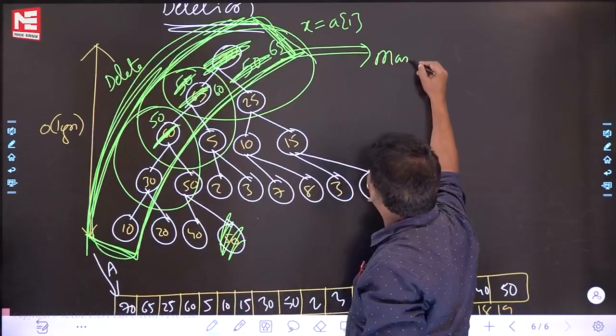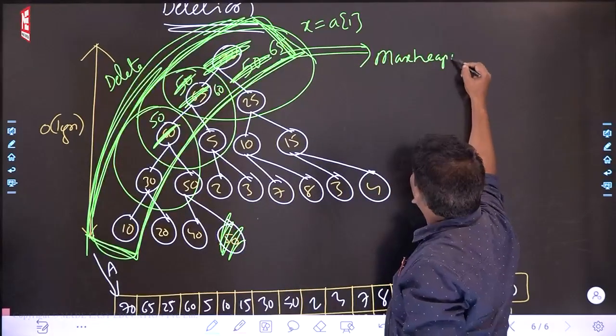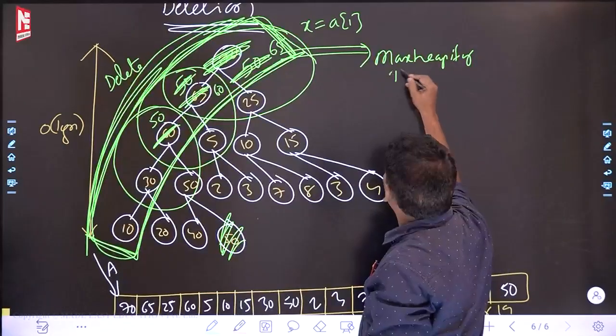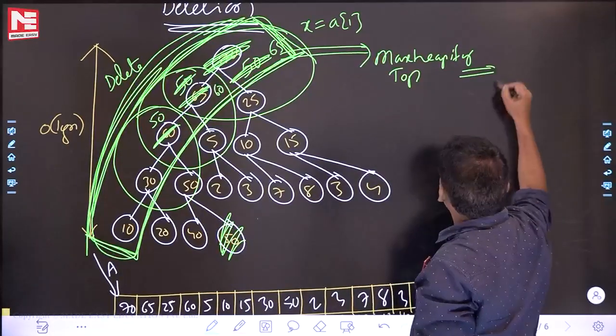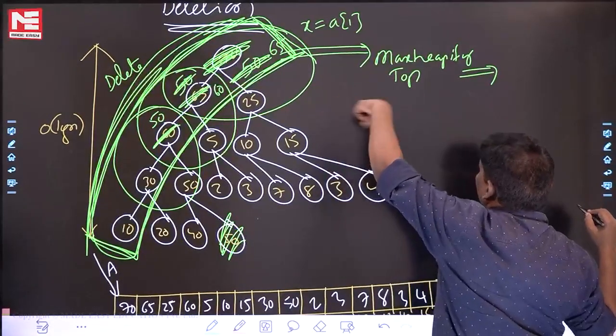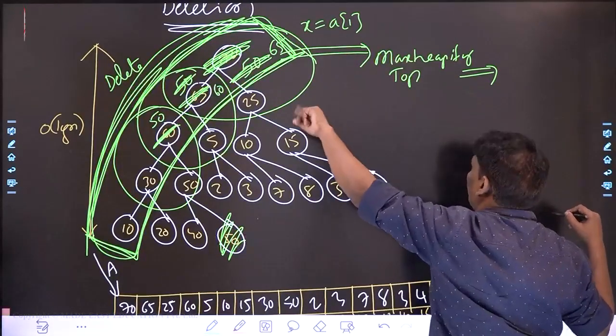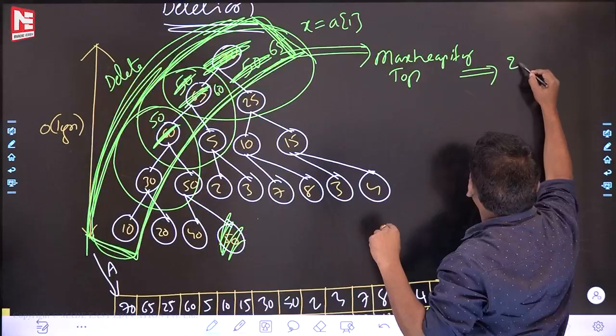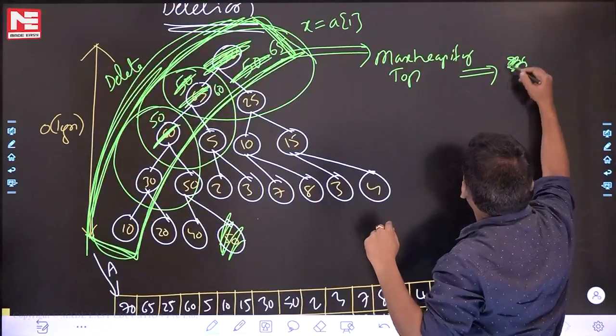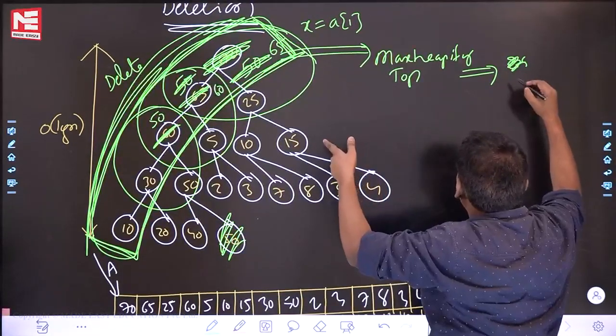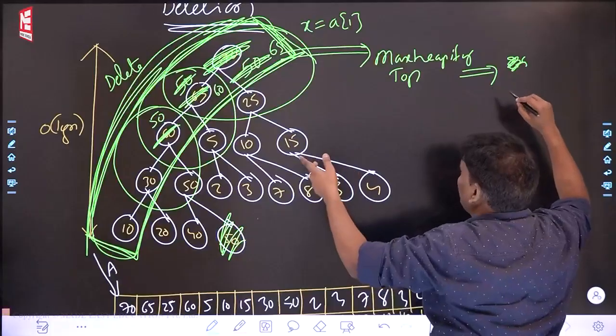Max heapify, top. Can you help me, what will happen? Parent will ask both the children, what does it mean? 2 comparisons. Whichever is better with that, one swap, right? Everywhere, what is the answer? 2 comparisons. I am writing now, so everywhere 2 comparisons.